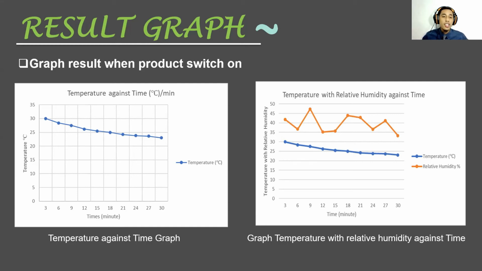We know that the cooling area in time from 0 minutes to 30 minutes is decreasing for temperature. It shows that the storage box or cooling area is being cooled against the time. For the relative humidity, at the end the result is 30.3%. It shows that the relative humidity is in the ideal range for thermal comfort, which is from 30% to 50%.